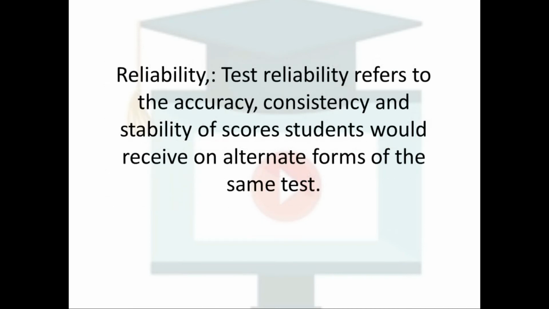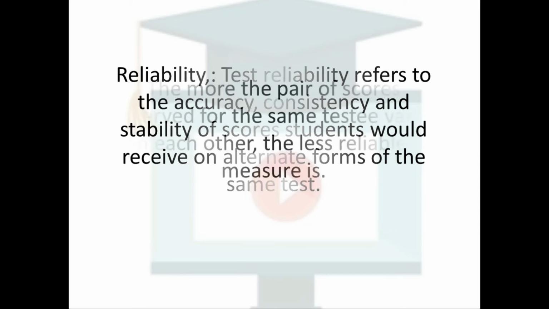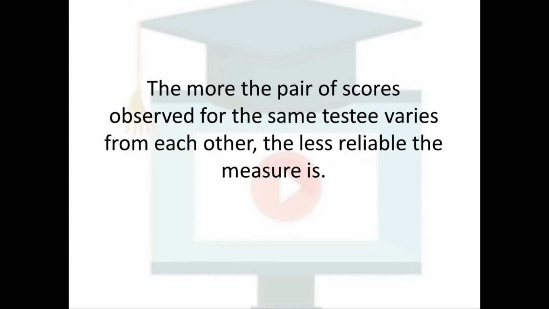Reliability. Test reliability refers to the accuracy, consistency and stability of scores students would receive on alternate forms of the same test. The more the pair of scores observed for the same test varies from each other, the less reliable the measure is.